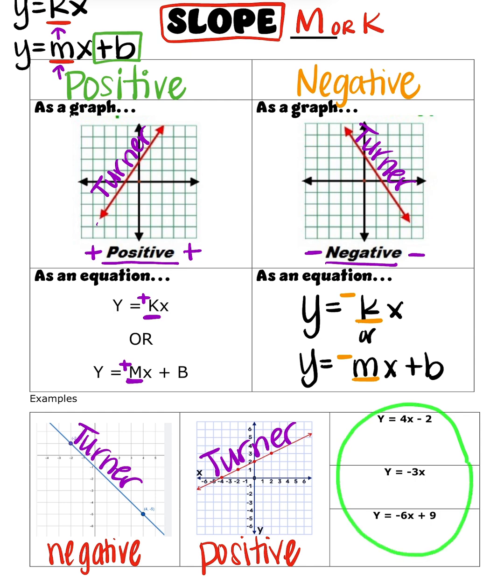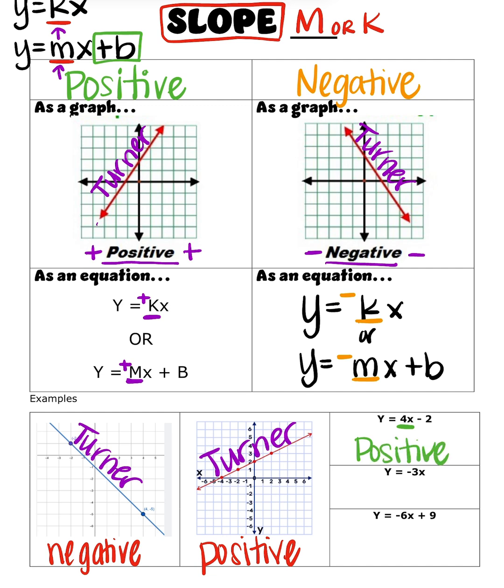All right, we have 3 equation examples here on the right. And remember, we are focusing on the number in front of x. That is our slope value in our equations. So we are looking for a positive or negative number. In this first problem, I am going to underline the number with x, and that is a positive 4. Because it is a positive 4, this is a positive slope.